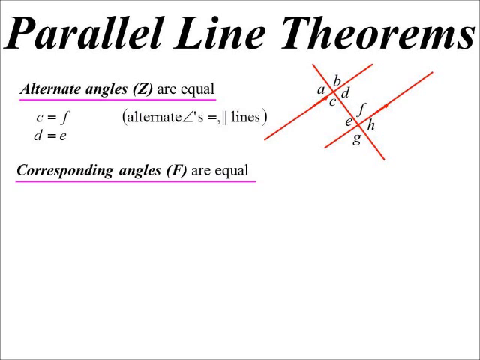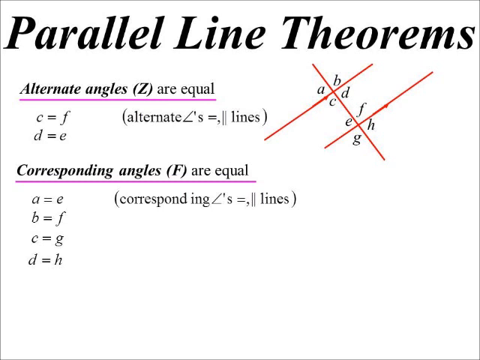Then you get corresponding angles, which form an F. And there's actually four pairs of corresponding angles here. So A and E are corresponding, B and F are corresponding, C and G, and D and H.